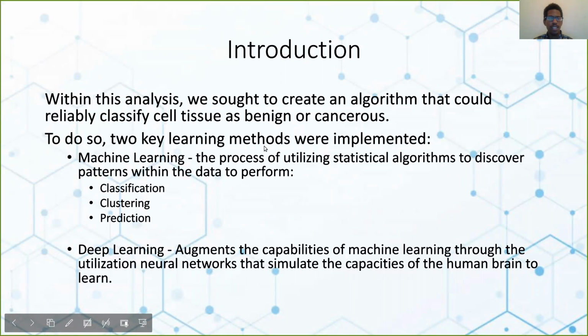Within this analysis, we sought to create an algorithm that could reliably classify cell tissue as benign or cancerous. To do so, we implemented two key learning methods. The first being machine learning, or the process of utilizing algorithms for the purposes of discovering patterns within data and the conduction of classification, clustering, or prediction. In deep learning, we seek to augment the capabilities of machine learning via the use of neural networks that simulate the capacities of the human brain to learn.